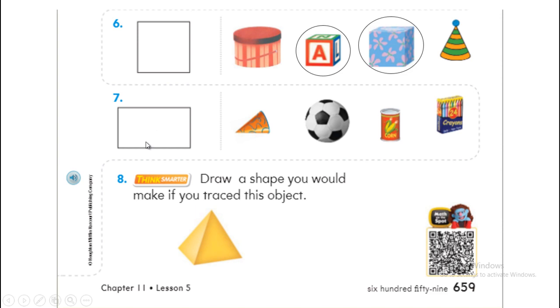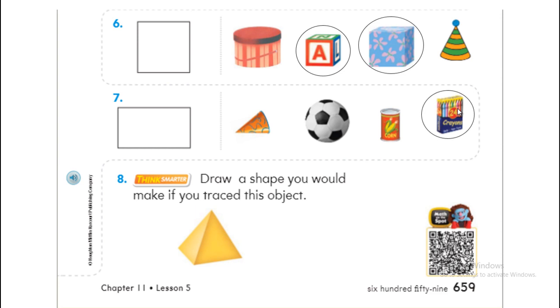How can I draw a rectangle? I cannot use this hat, it looks like a cone. The cone has a flat surface that looks like a circle. I cannot use the ball, it doesn't have any flat surfaces. Can I use this cylinder? No. Can I use the crayon box? Yes, it has a flat surface that looks like a rectangle.